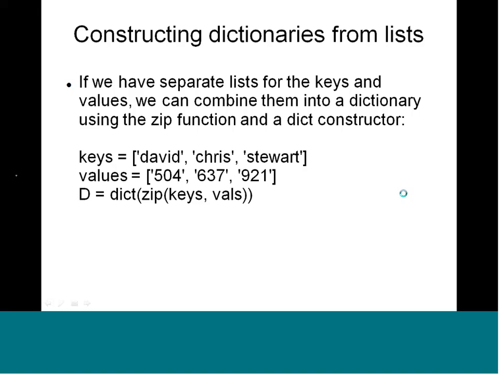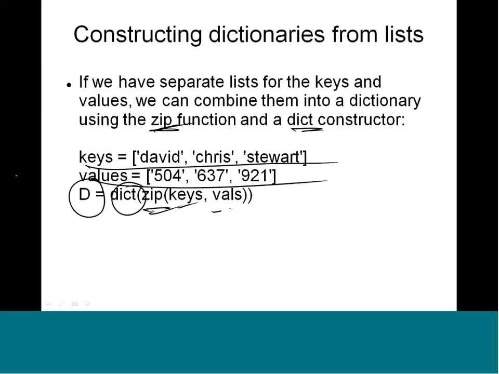Now, constructing dictionaries from lists. For this we can use the zip function. If there are two separate lists for keys and values, we can combine them into a dictionary using the zip function and the dict constructor. So the way to use it is we define the keys, we define the values, and then the dictionary variable equals dict(zip(keys, values)).